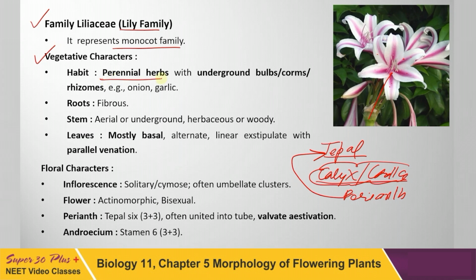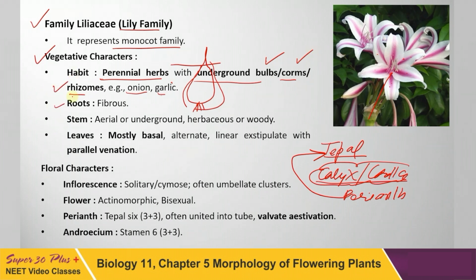You see, first we have to see the vegetative characters. Perennial herbs, the herbs which live for many more years, with underground bulbs or corms or rhizome. How to remember all this? You have seen onion and garlic, the bulbs are there, and these bulbs are underground. These are perennial, they remain for many more years. In the same way garlic has underground bulbs. Some of the plants have corms also, and some have rhizome also.